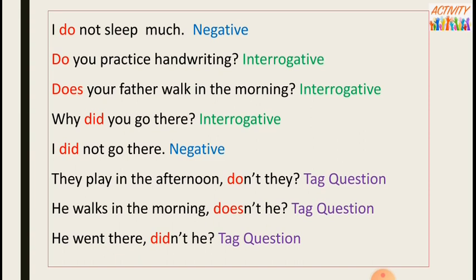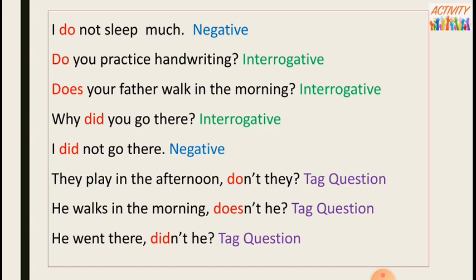So here we have used do, does and did in negative and interrogative sentences. And the last three sentences: They play in the afternoon, don't they? He works in the morning, doesn't he? He went there, didn't he? All these three sentences are tag questions. Tag questions are small questions that you add after a sentence to confirm the information given.